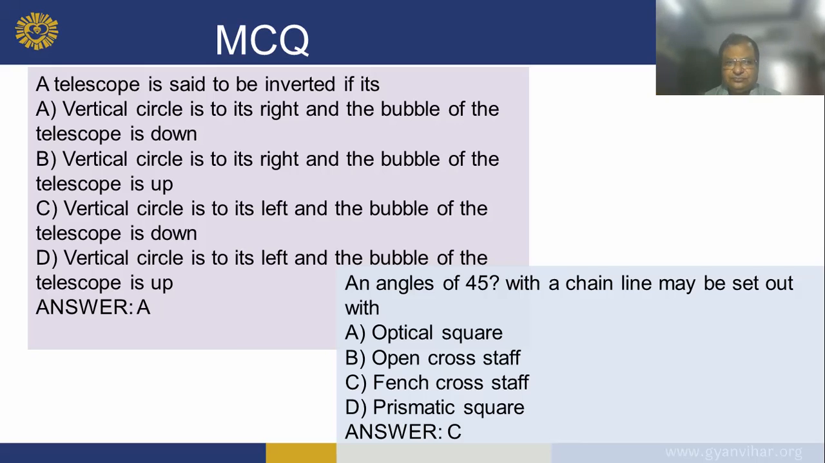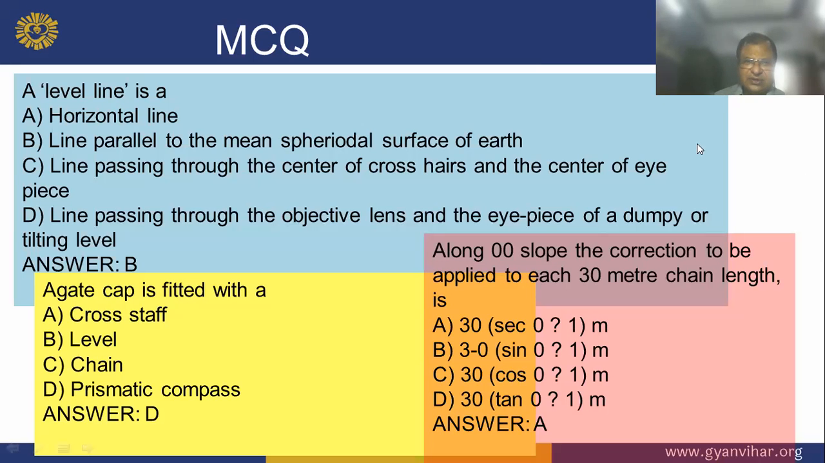Next question: an angle of 45 degrees with the main line may be set out with. Please give the reply. The correct answer is C, French cross staff. And the next question: a level line is a horizontal line or vertical line? The correct answer is B, a line parallel to the mean spherical surface of the earth.